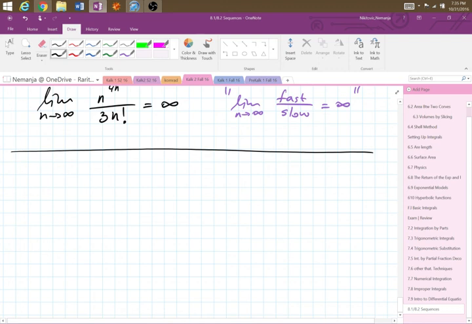Gotta do L'Hopital's rule. I have no clue what the answer is until I... No, I don't. I have to do it. So I have to put ln in front. I have to peel off this one and then do the derivatives and see what it comes out to. There's no way around it. We'll do that one.